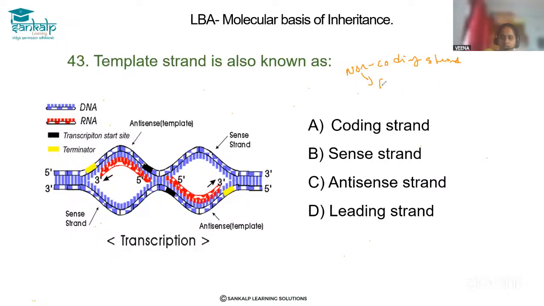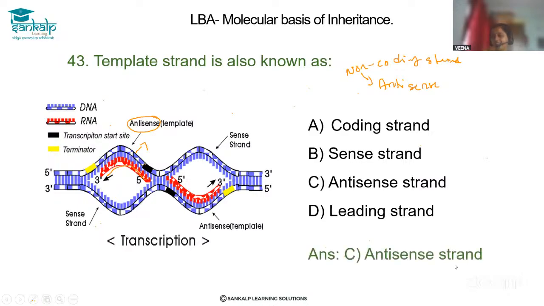So a non-coding strand is also called the antisense strand. If you observe here, the template strand is called the antisense strand. According to the antisense strand, the sense strand is synthesized. That means the complementary strand becomes the sense strand. Which option is correct here, dear student? The option antisense strand is correct. Thank you.